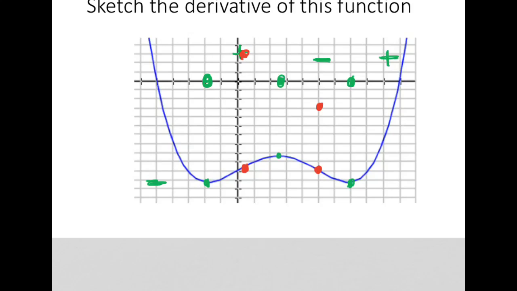Starting to the left, I am negative. I'm going to hit those zeros and then hit that maximum value. So I'm going to look something like that. Come down, hit my next 0, and that minimum value right there. Hit that 0, and then go up to the right. And I am done.